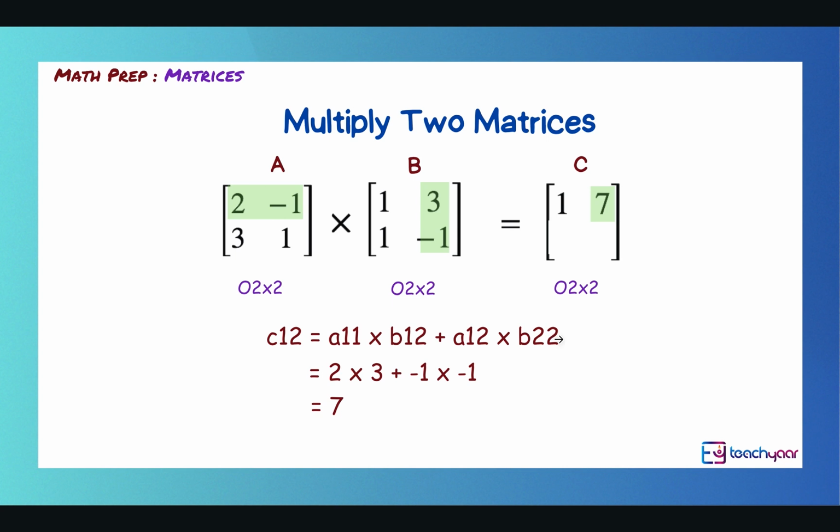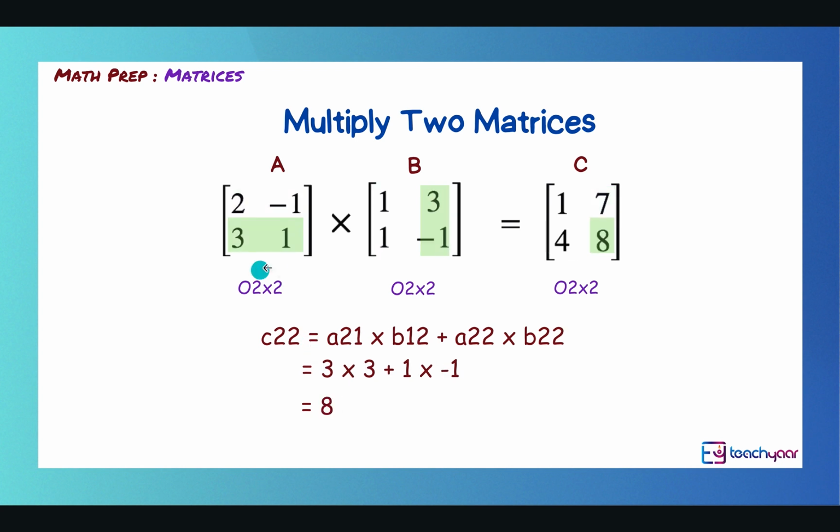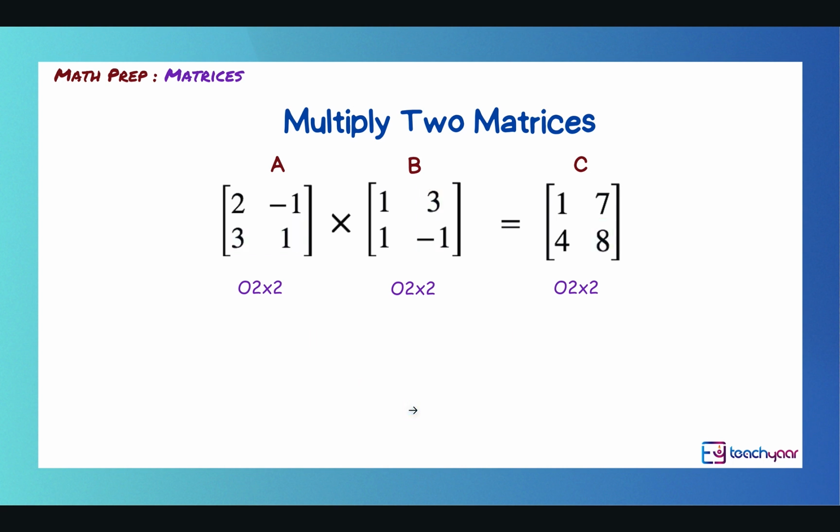Okay, now the next term we need is C21, this one. So to get C21, you take the second row of A and the first column of B, and so you get A21 times B11, which means it's 3 times 3, which is 9, plus 1 times minus 1, which is minus 1. So 9 minus 1 is 8. So we've basically taken these two matrices and multiplied them. Hopefully that's quite clear to you.